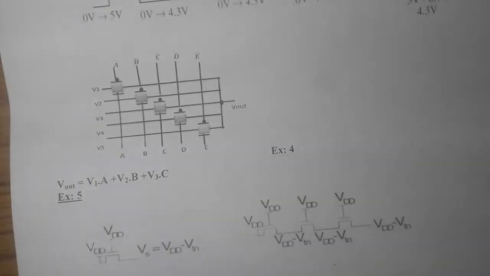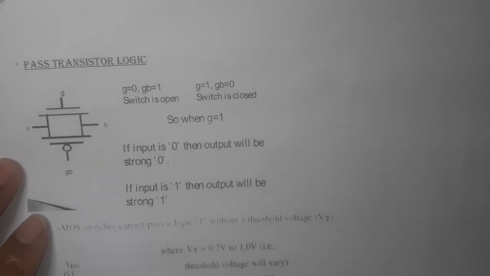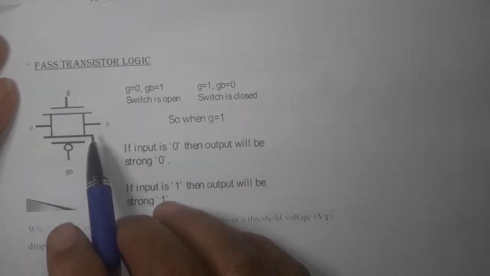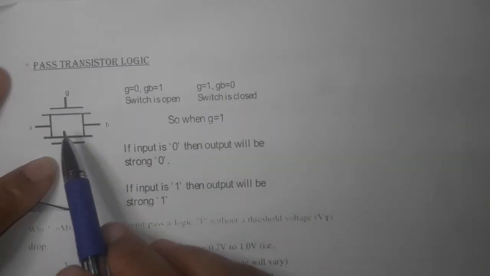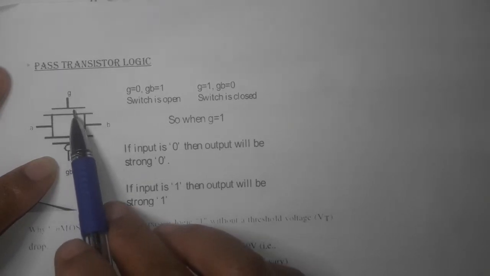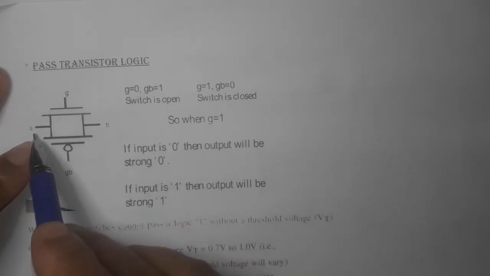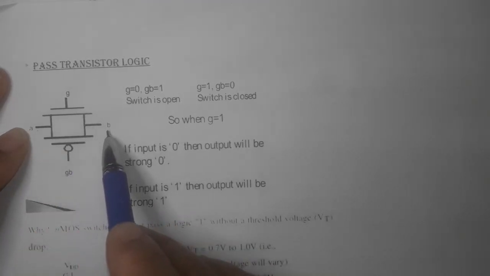Next, you have the transmission gate. Transmission gate is a combination of your PMOS and NMOS, wherein you can see here, this is your PMOS gate, NMOS gate. The source and drain of both the transistors are shorted, and I give an input at one end, I take the output at the other end.